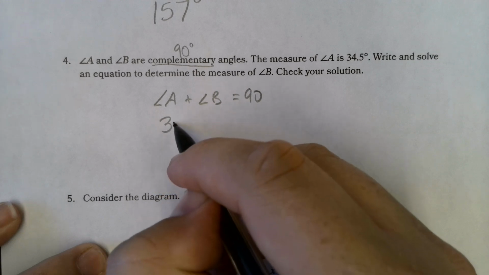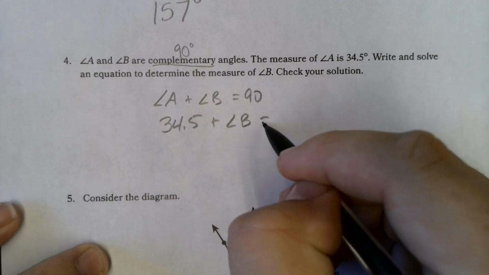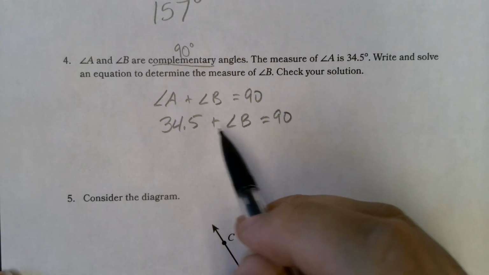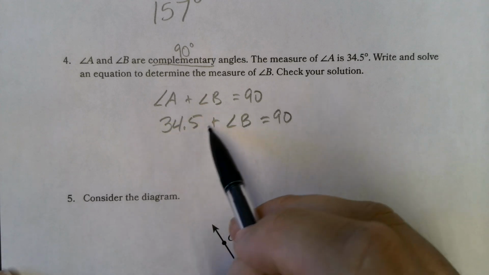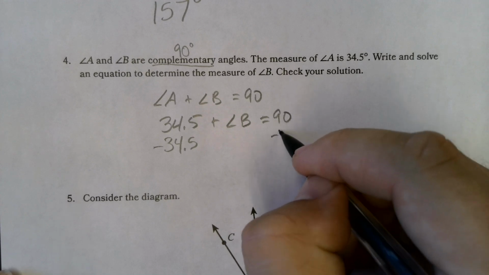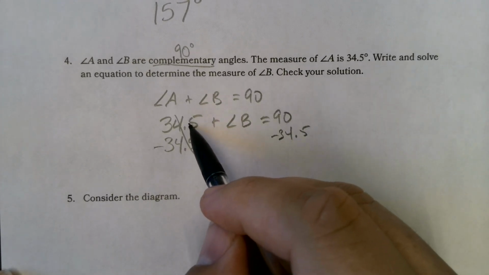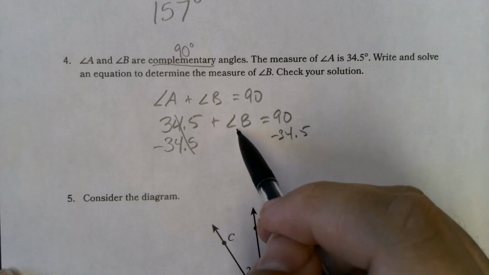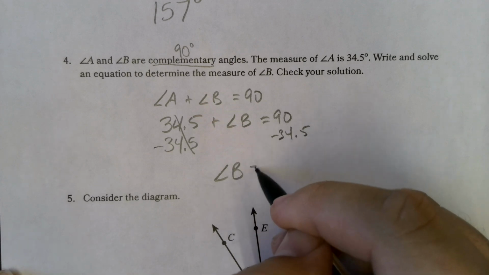Do we know what angle A is, but we don't know what angle B is? In order to solve this, again, we're doing the inverse. Since this is a positive number, we're going to subtract it to find our answer. 34.5 minus 34.5 is 0. So we would have 0 plus something, which is just whatever is left over. In this case, it's angle B.